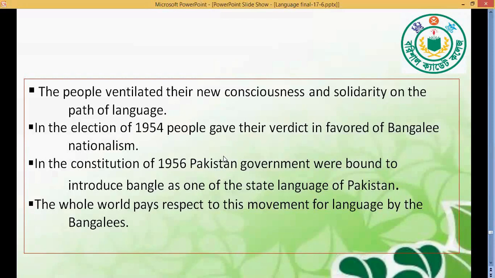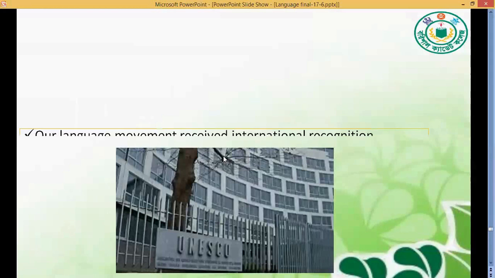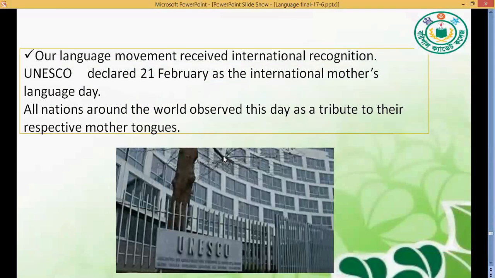The whole world pays respect to this movement for language by the Bangali. Our language movement received international recognition. UNESCO declared 21st February as the International Mother Language Day. All nations around the world observe this day as a tribute to their respective mother tongues.